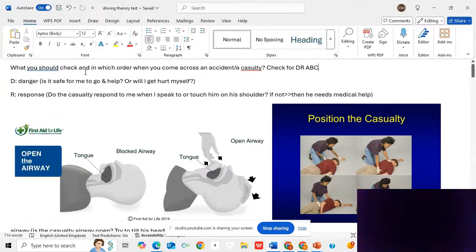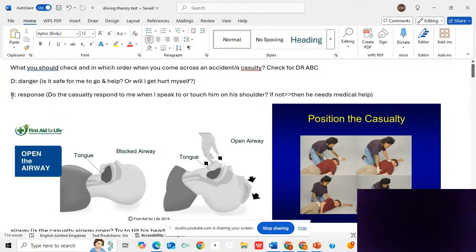So what should you do? What should you check, and in which order, when you come across an accident or a casualty? When you come across a casualty, you need to check for Dr. ABC. You need to check for any danger. You need to check if it's safe for you to go and help, or will I get hurt myself?